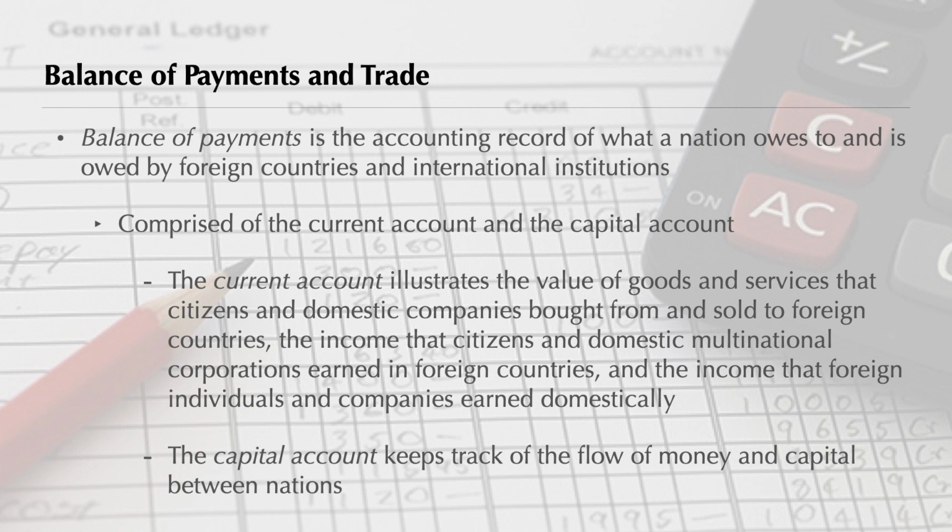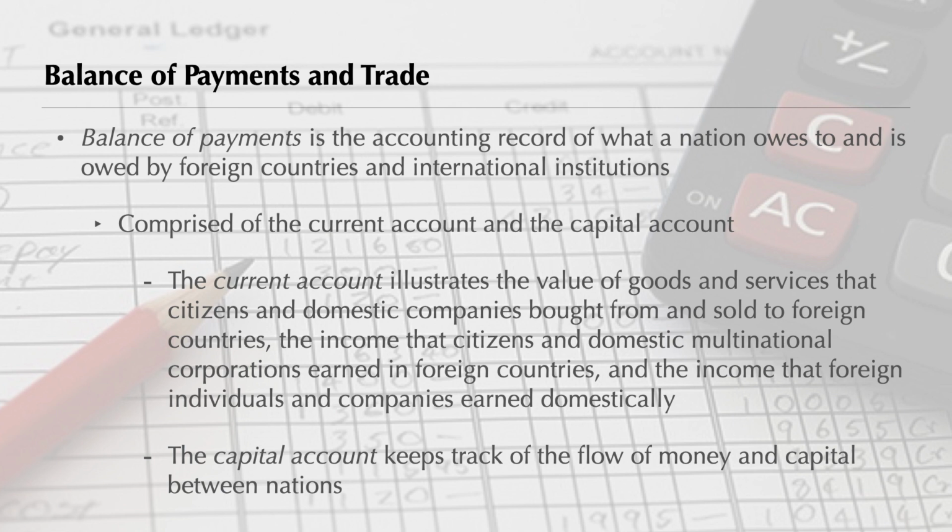The current account shows the dollar value of goods and services that U.S. citizens and companies bought from and sold to other countries, the income that Americans and U.S. multinational corporations earned in other countries, and the income that foreign individuals and companies earned in the United States.